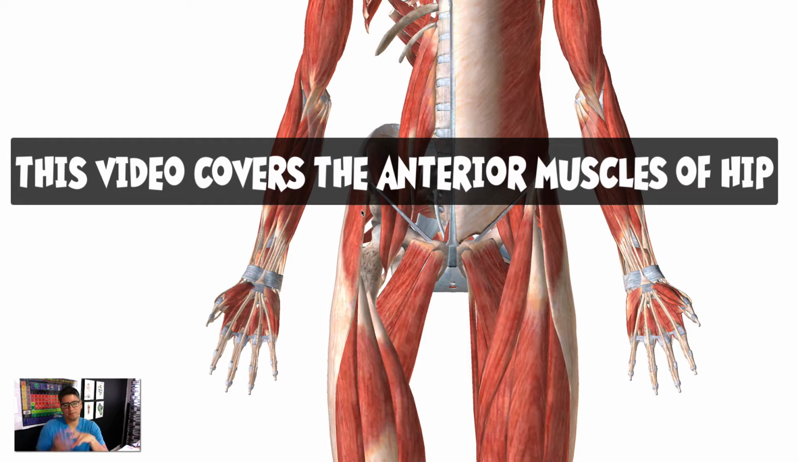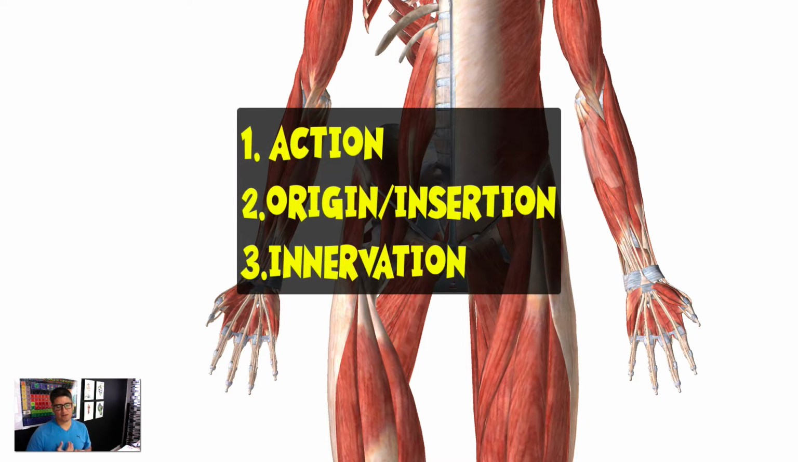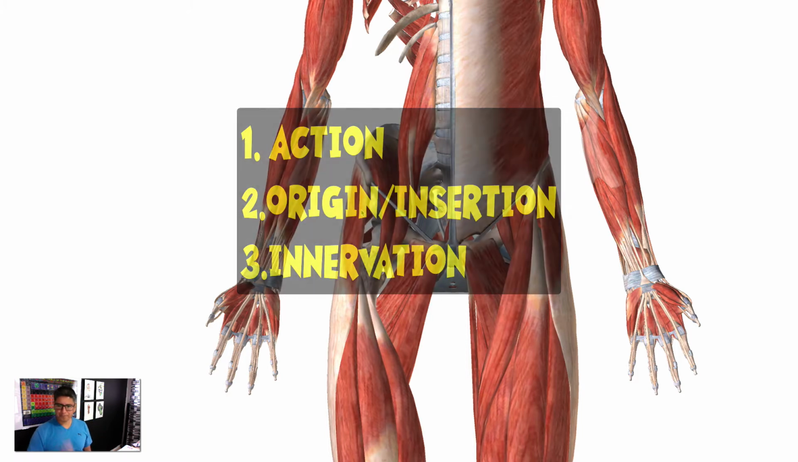responsible for hip flexion. So there's three things that I want to highlight in this video. Number one is the action, what that entails, and then the origin and the insertion of these muscles, and then finally the innervation, which is just a fancy word for the nerves that are embedded into these muscles and cause the movement. So let's go ahead and dive in.